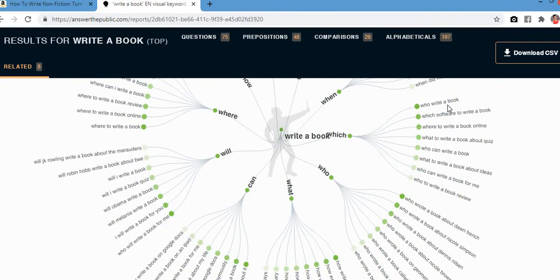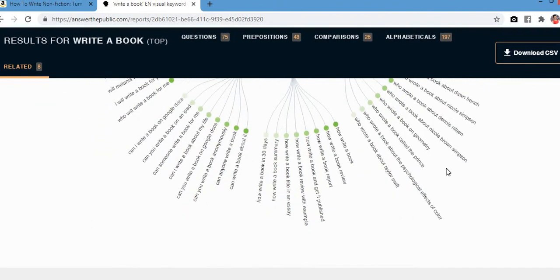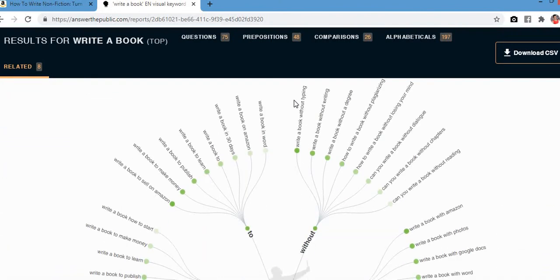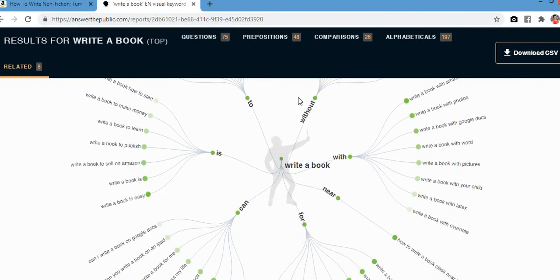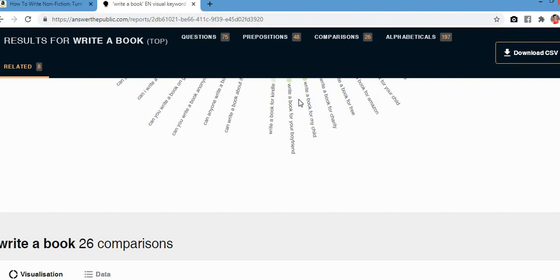So you see all this. Who writes a book? Which software to use to write a book? Where to write a book online? Who can write a book? What to write a book about ideas? Who can write a book for you? All these things are ideas. They've given you so many ideas. They've also given you keywords. They've told you the kind of things that your customers are looking for.